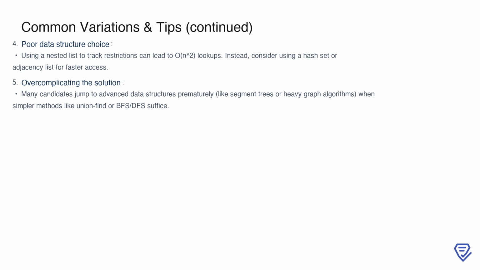Additionally, some candidates overcomplicate their solutions by jumping to advanced data structures or algorithms, such as segment trees or unnecessarily heavy graph algorithms, when simpler methods like union find or BFS/DFS are often sufficient. Keeping the solution as streamlined as possible without losing efficiency is usually the best approach.